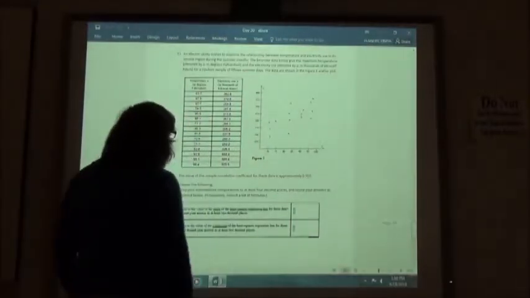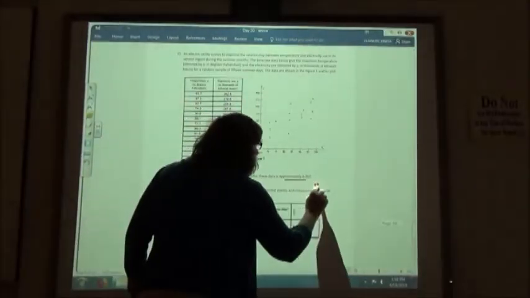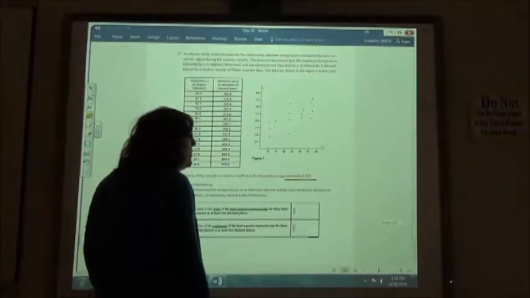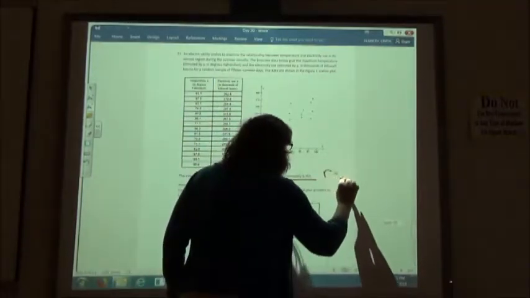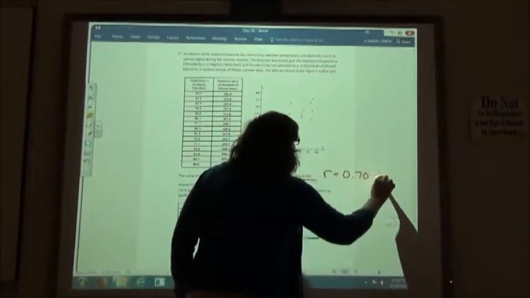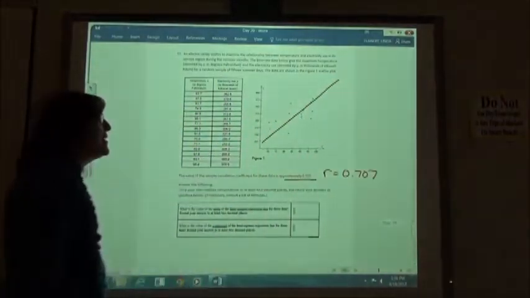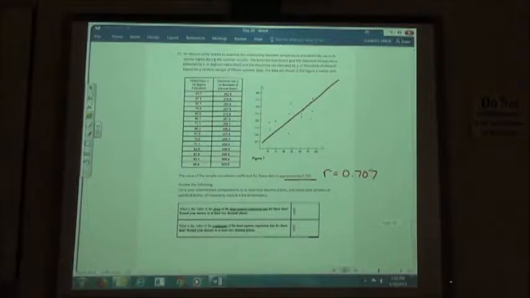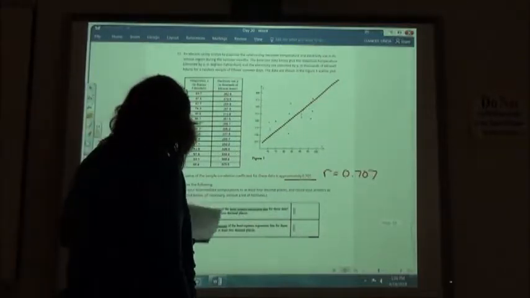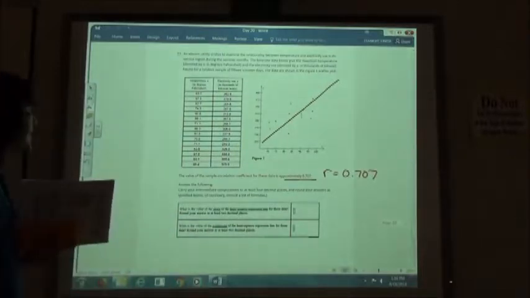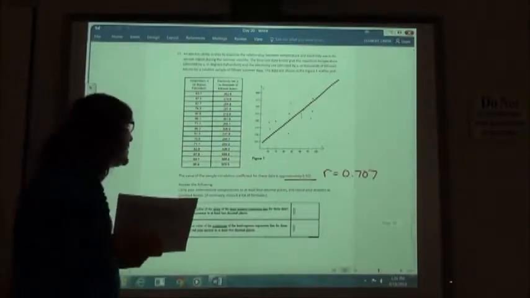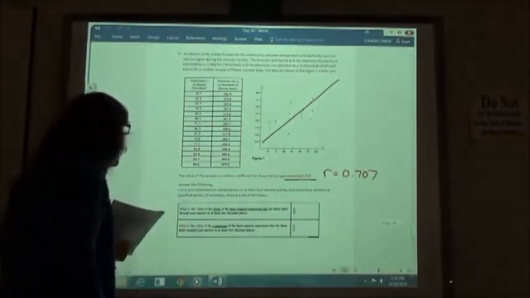The value of the sample correlation coefficient is approximately 0.707. So R is 0.707. If I would put my line of best fit in there, you can see my data scattered out farther from my line, so it's farther from 1. Answer the following. Carry your intermediate computations to at least 4 decimal places and round your answers as specified below.